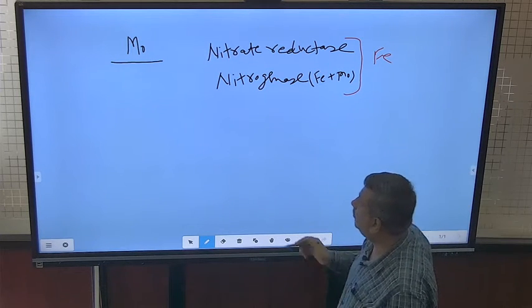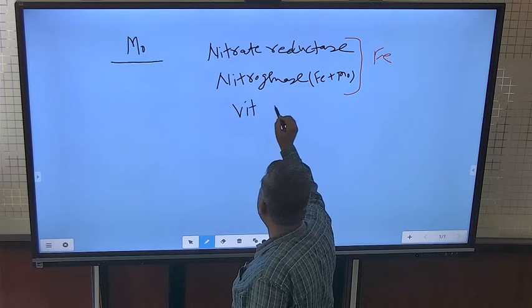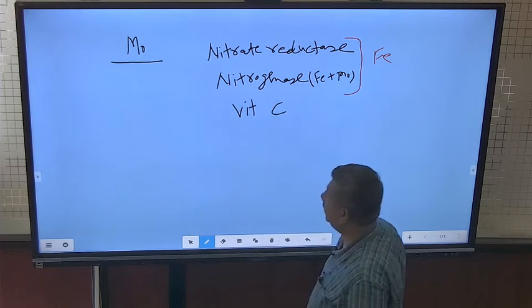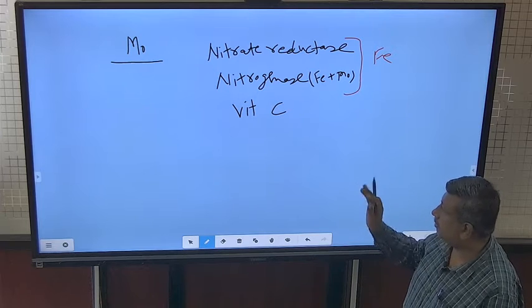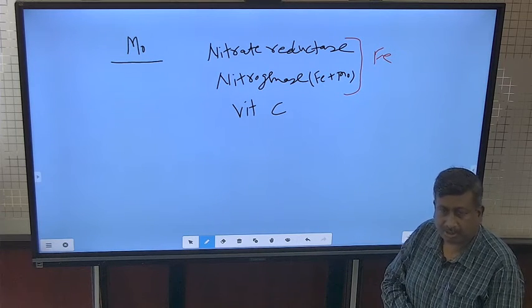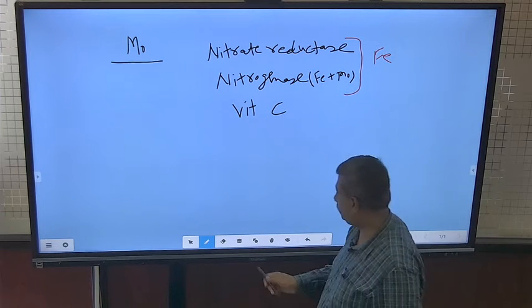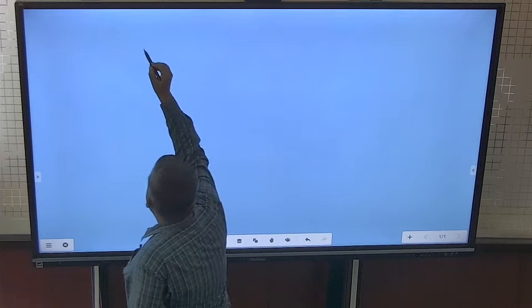And this molybdenum is also involved in synthesis of vitamin C. So this is another important role of molybdenum in synthesis of vitamin C. Then chlorine.